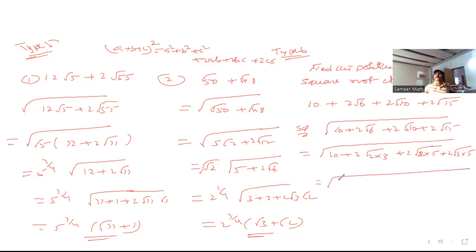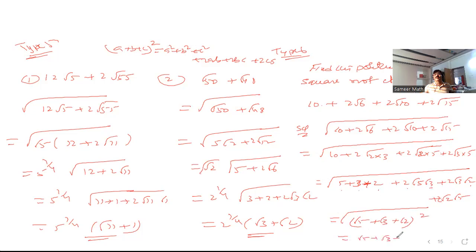You see, this can be written as 5 plus 3 plus 2, 10. Match with this term. Now I want to write like this: root 5 root 3 plus 2 root 3 root 2 plus 2 root 2 root 5. Yes, a square plus b square plus c square plus 2ab plus 2bc plus 2ca. So shall I write here like this? Root 5 plus root 3 plus root 2 whole square. Of course, if minus is there, you can write it according to that change.